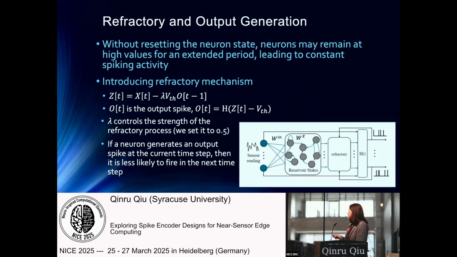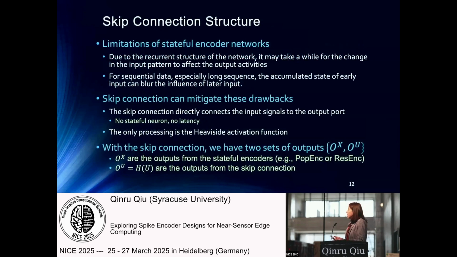And also, we added a refractory mechanism so that the output of each reservoir neuron goes through a refractory function, such that when it fires at the current cycle, it is less likely to fire in the next cycle. And after that, each neuron also goes through a Heaviside activation function to be converted into spike activities. So both POP-INC and the reservoir encoder are stateful networks. The neuron has memory to memorize the previous input.